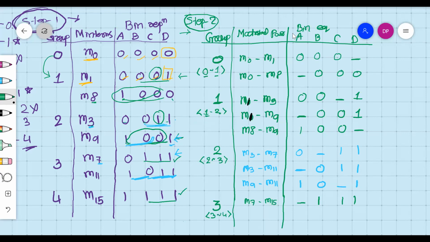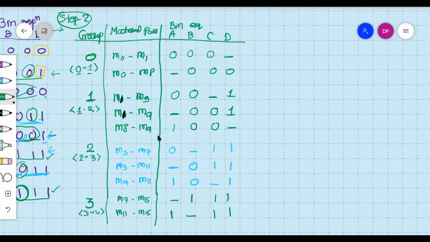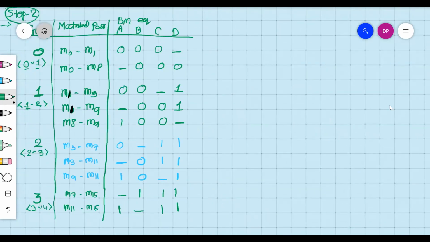And M11 and M15, this is also a matched pair. Okay, so only this element changes, right? So this is 1. Underscore 1, 1. So our step 2, this table is ready. All of you clear? How we got the second table? Is it clear to everyone? Yes, sir. Okay, from the first table, we have made the second table, step 2, right? Now we will take the second table into account.